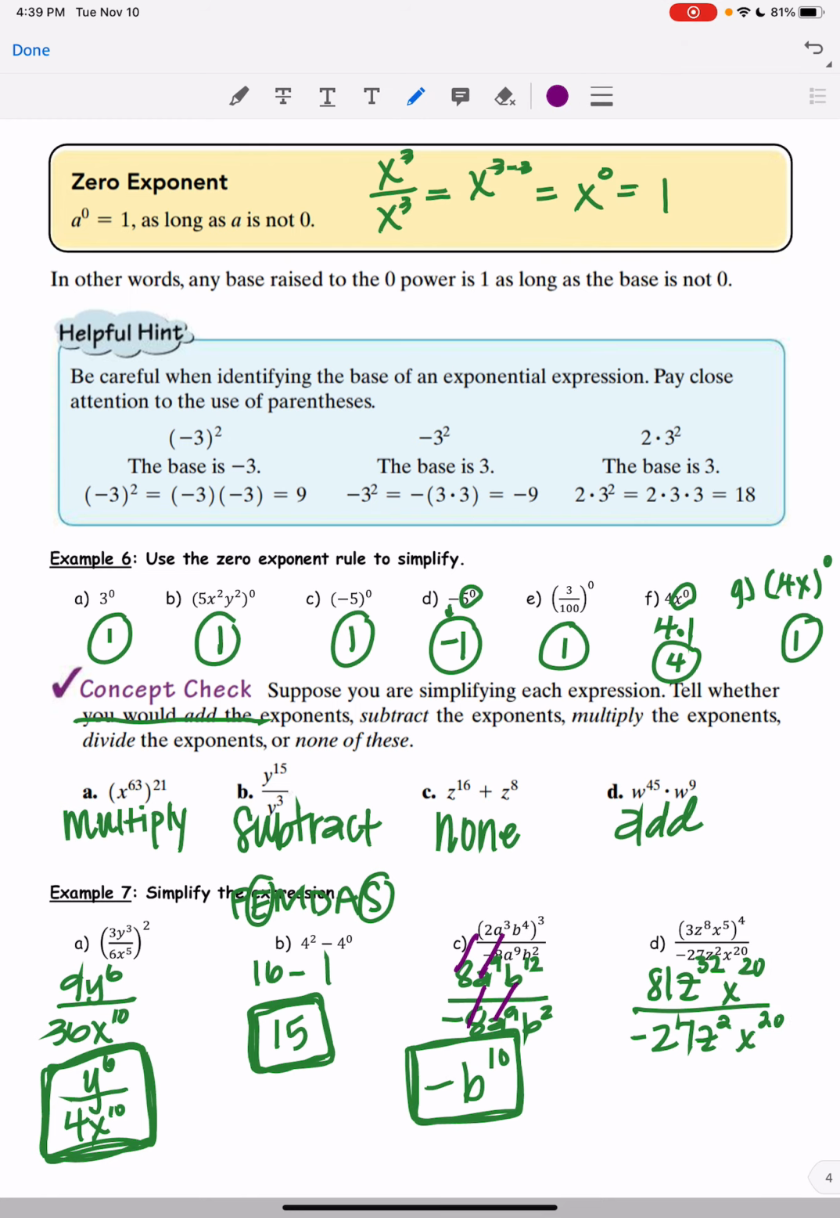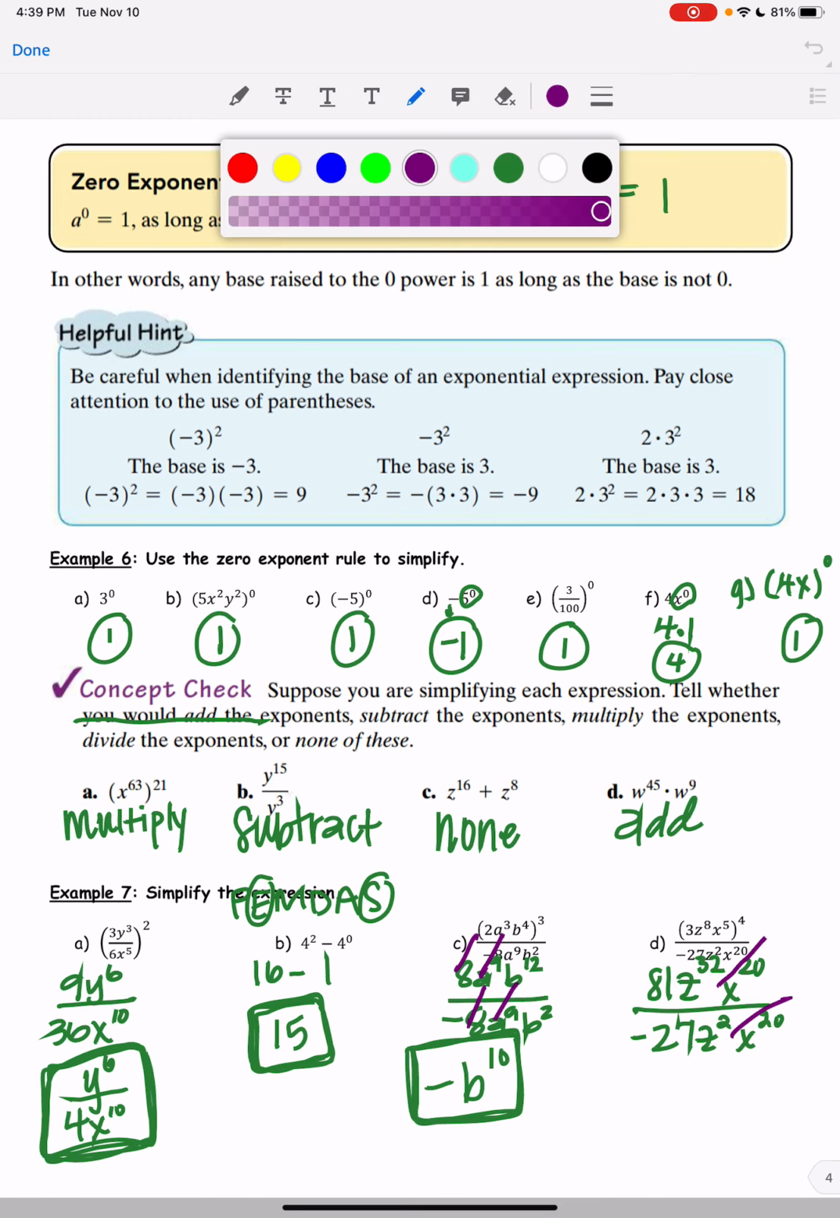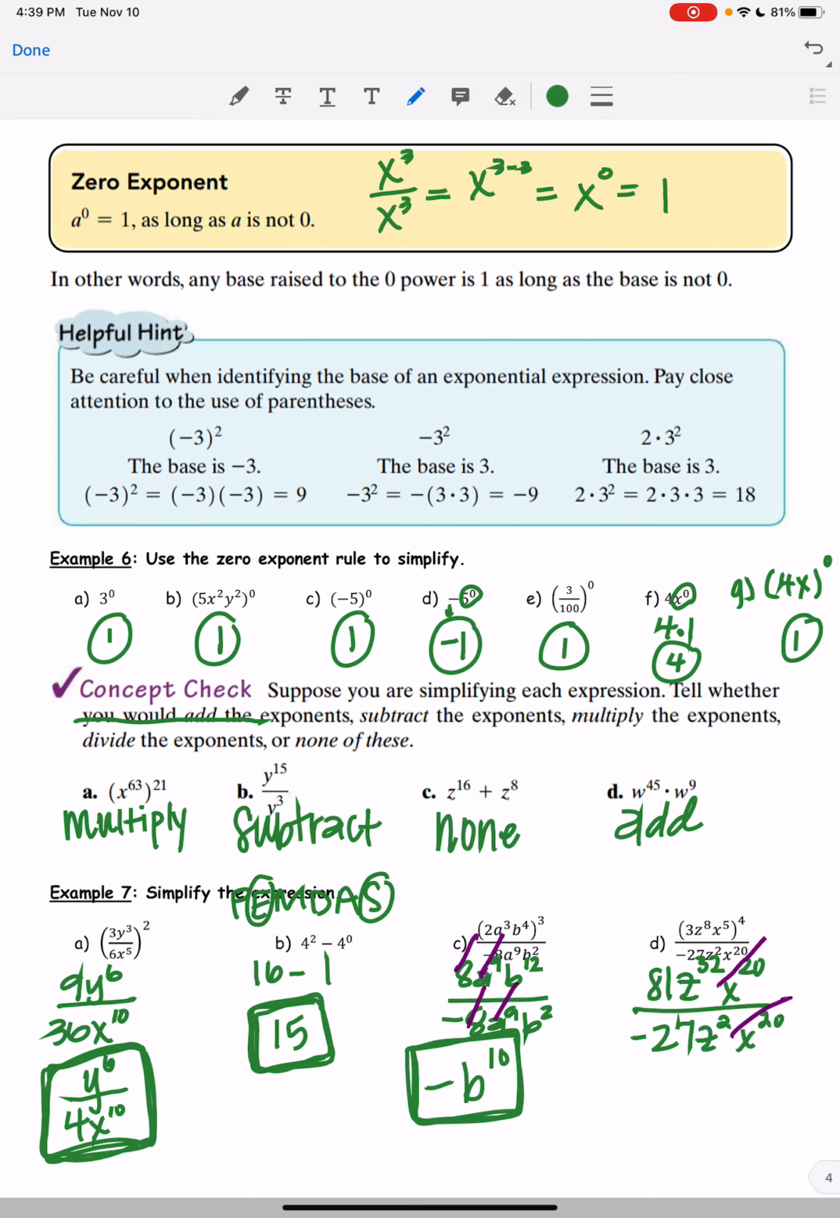Just like before, X to the 20th and X to the 20th, those cancel. 81 divided by negative 27 is negative 3. And then Z to the 32 over Z squared, subtract them to get Z to the 30th.